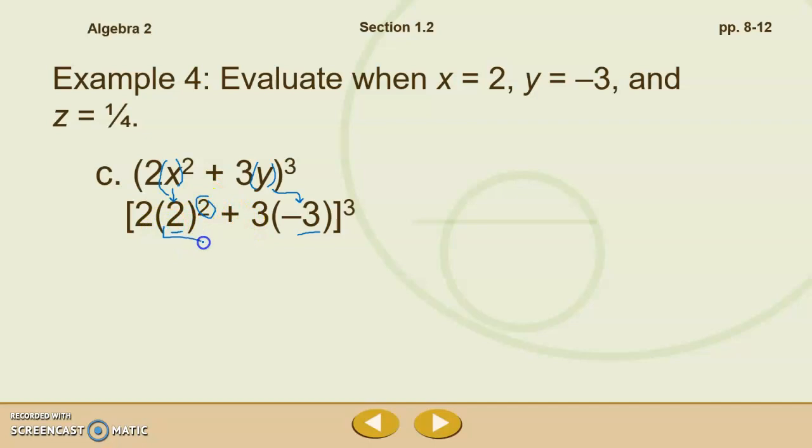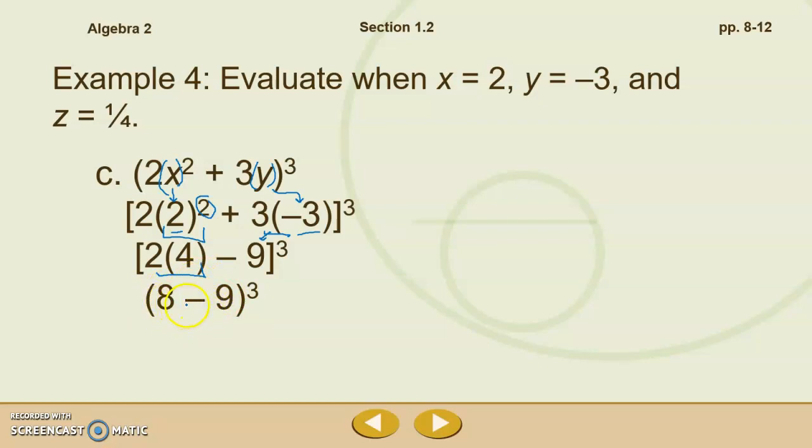So using just this exponent, I have 2 times 4, and then I would have written 3 times negative 3, and then gone and done my multiplication, but you can see in the example here, they did that already. I now need to do multiplication from left to right, so I'm going to get 8 minus 9, all of that being raised to the third power. I still haven't simplified everything in my grouping symbols yet, so let's keep going.